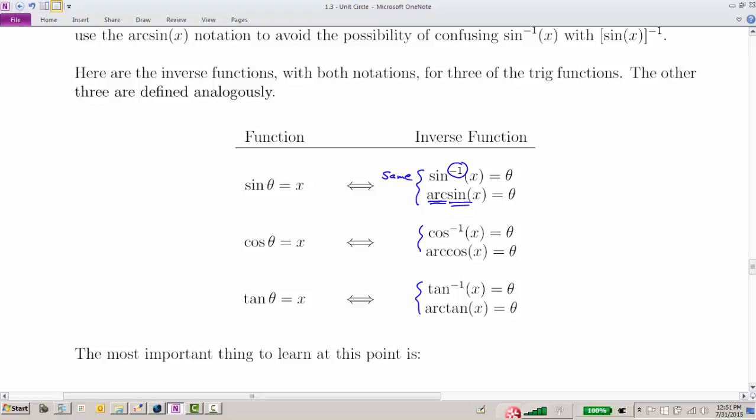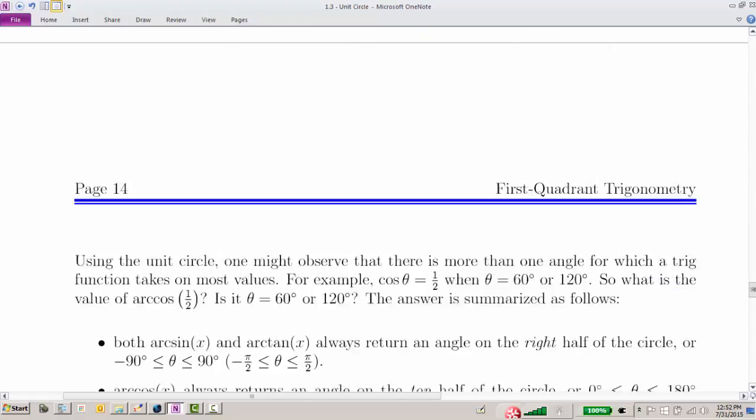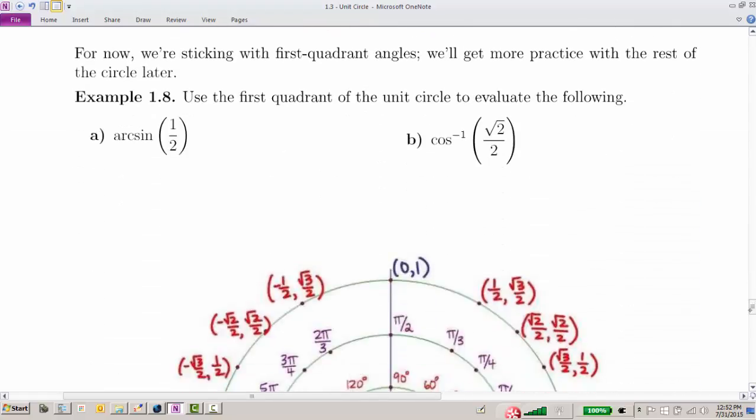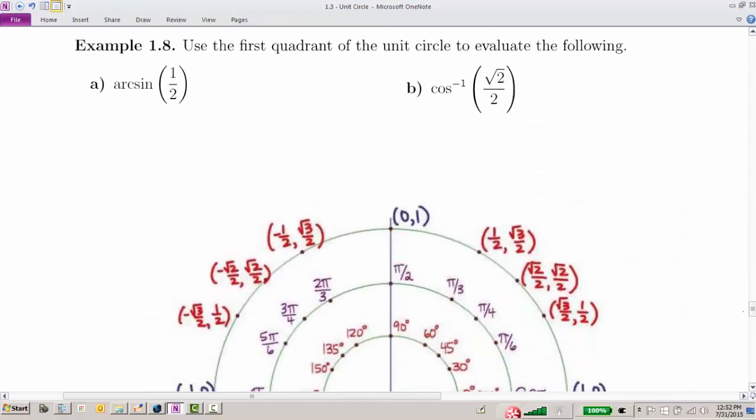I tend to use the arc notation a little bit more often than the other notation, simply because this one is often confused with being the same as the -1 exponent, and it is very much not an exponent. It just indicates the inverse function. So in example 1.8, we want to evaluate these inverse functions.